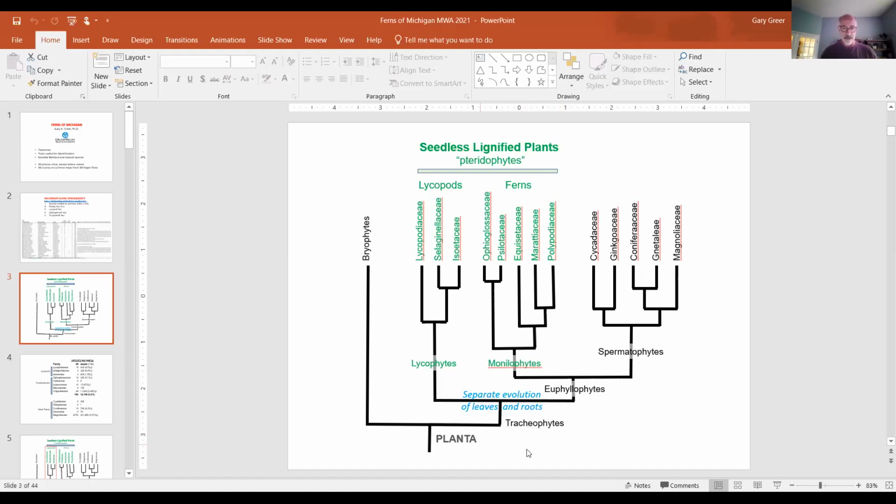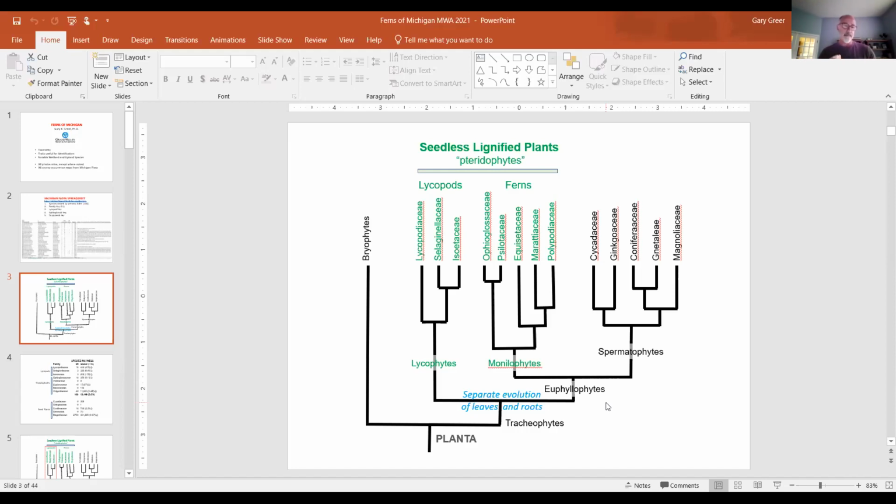So the tracheophytes are much larger. And there's then an early split during the early Devonian into basically two big clades, the Lycophyte clade and the Euphylophyte clade. A lot of big, ugly words. But the key thing about these two clades, the Lycophytes and the Euphylophytes, is that they separately evolved roots and they separately evolved leaves.